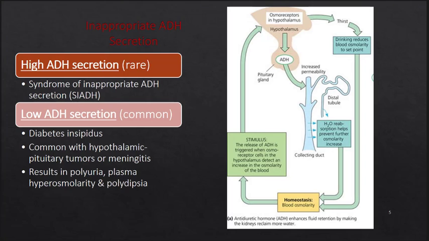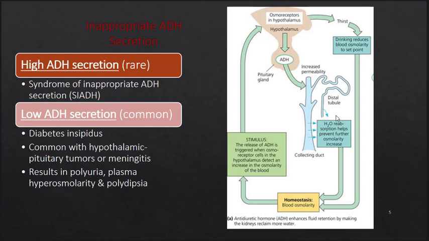This slide talks about the inappropriate secretion of antidiuretic hormone, or ADH, and it can either be secreted in higher than normal amounts or lower than normal amounts. Before we get into that, though, a reminder of the physiology of antidiuretic hormone. As you can see, it's produced or released by the pituitary gland. And it's going to be released whenever plasma osmolarity is too high.